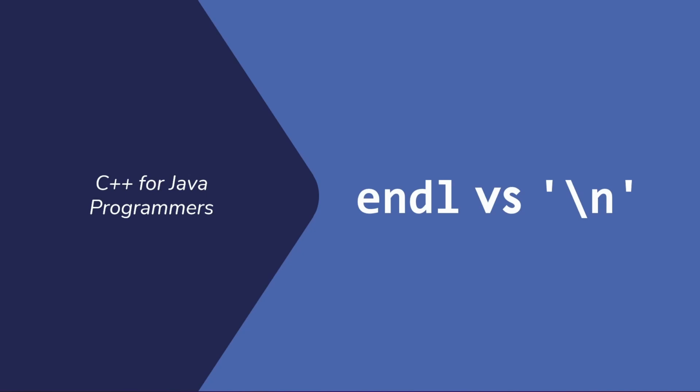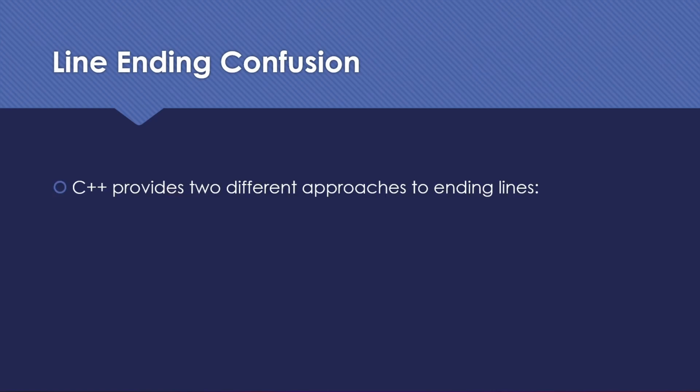I'm Professor Califf, and I'd like to talk to you today about endl and backslash n in C++. Ending lines and knowing how to do them in C++ can be a little bit confusing because we have two different approaches for doing it available to us. We have the backslash n that is very familiar to us from places like Java. Other languages also use it. And then we have endl, which is a C++ construct. So we need to know which one to use.